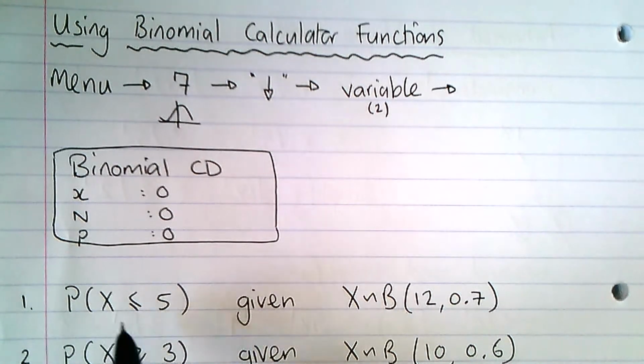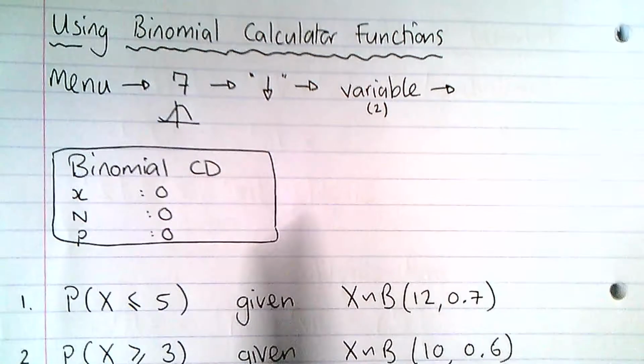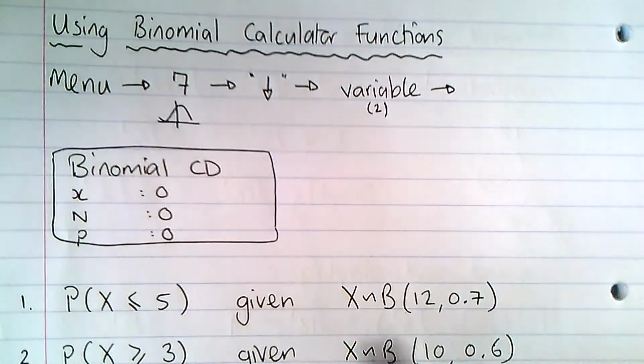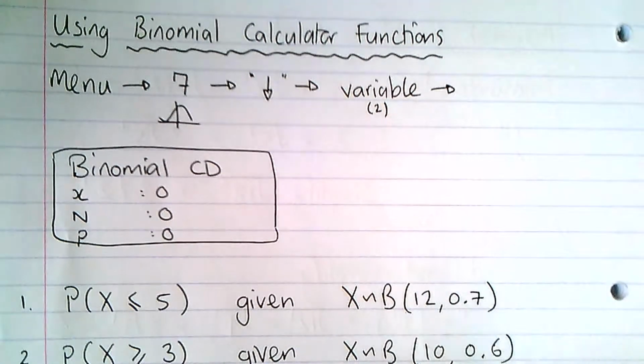So back to this. We're going to type some things in here. There are two of these things that are pieces of information that come from this statement here.